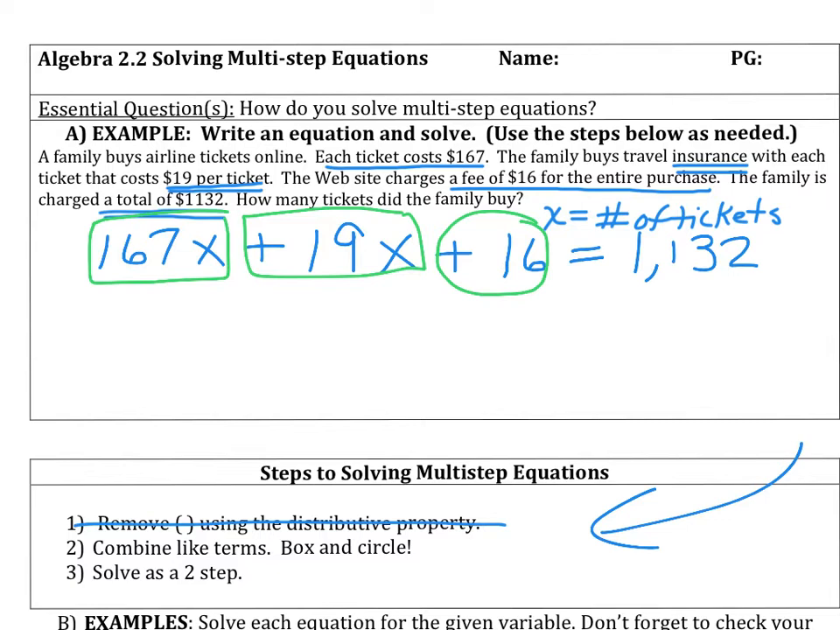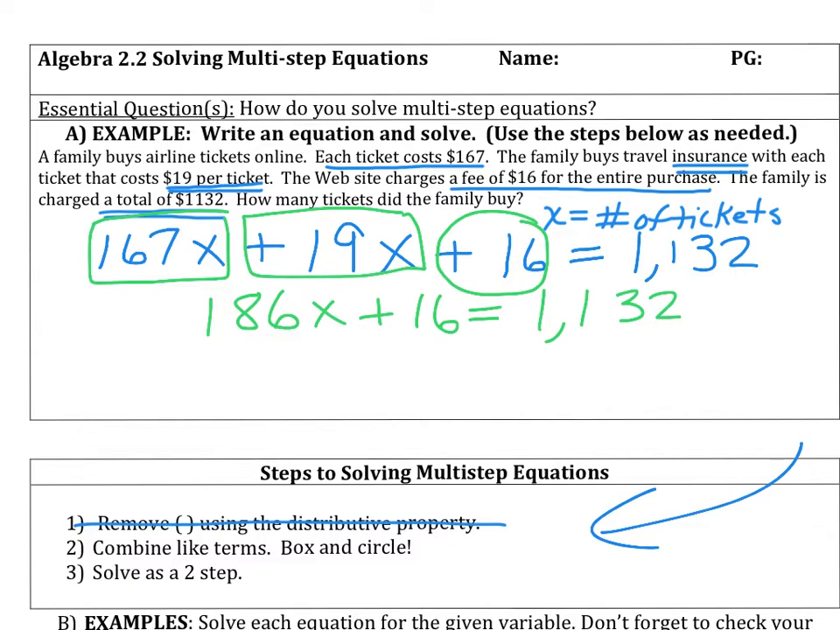Now, combine those like terms. If we add 167 and 19, that is going to give you 186 times x. And just bring down your plus 16 is equal to 1,132. Now you have a two-step equation just like we were looking at yesterday. So what's our next step here?